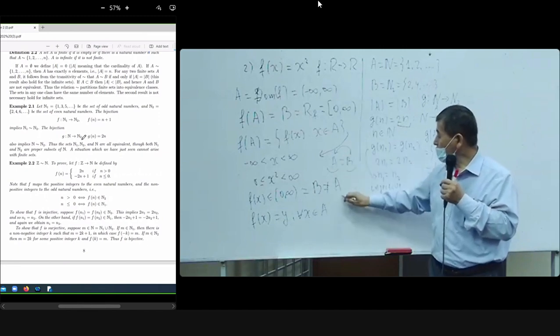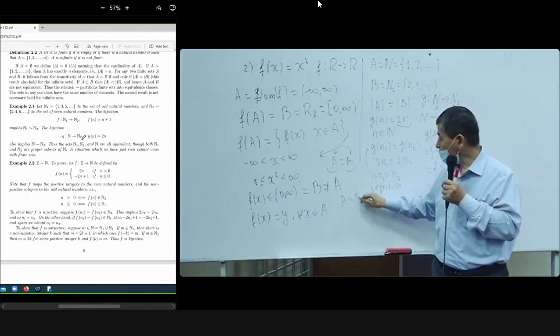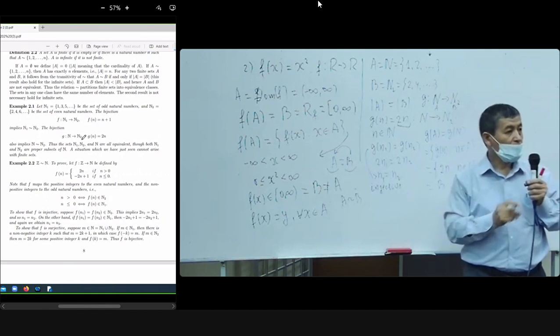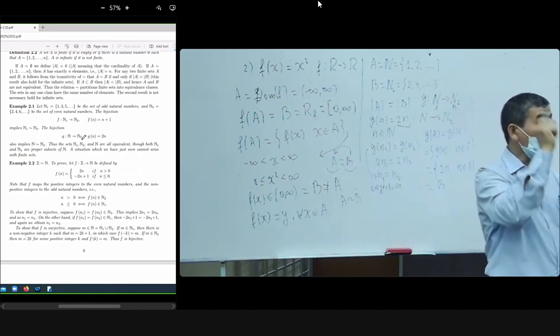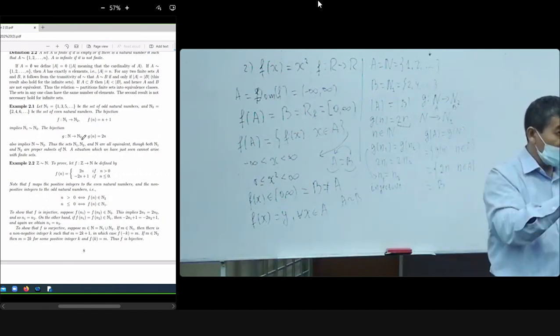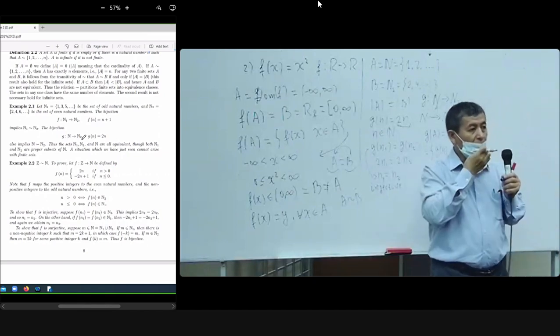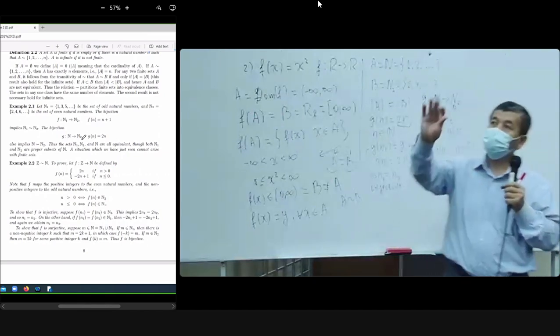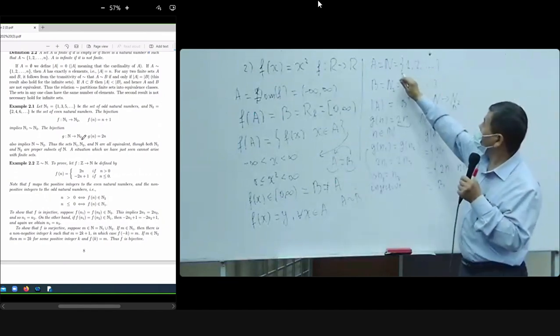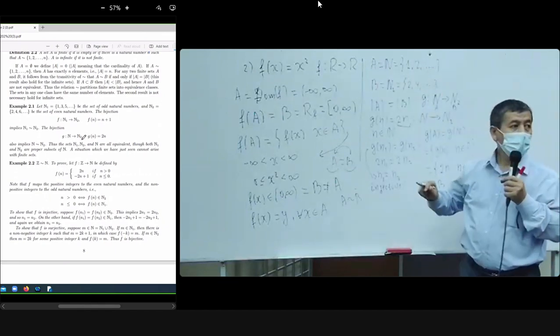Okay? This is not this. This is totally different. So for equivalence, we have to find the bijective function. If a bijective function is possible, then we say these two sets are equivalent. Okay. So from N, we have shown from N to 2N.